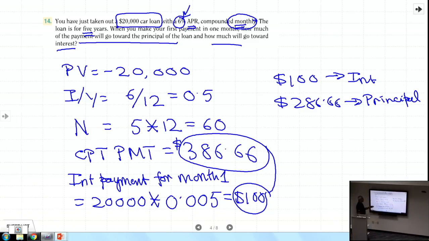Now, when you go forward into the next month, what happens? Your principal would be reduced by 286.66 from the original principal of 20,000. And so 0.5% on that would be lower than $100, which means as you proceed through the loan, you are paying less and less in interest and more of the principal. But upfront, you pay more of the interest and less of the principal.